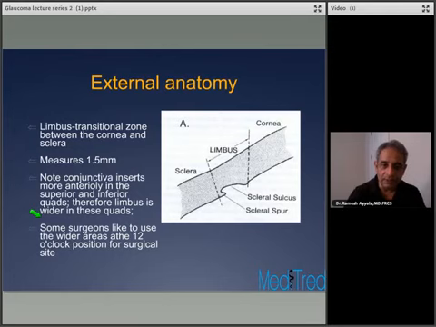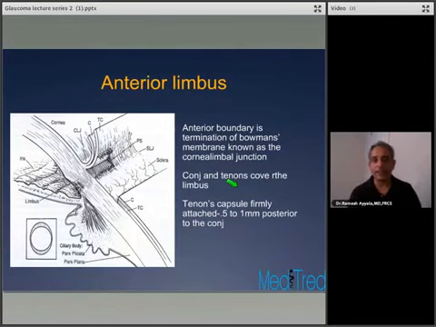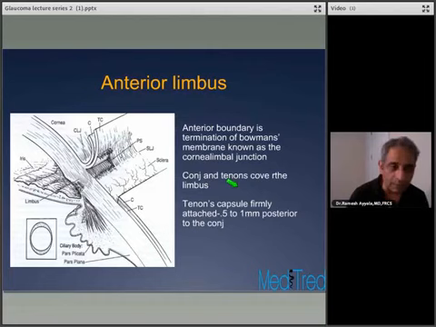So here is the sclera, here is the cornea, the junction between the two is the limbus. The importance of the limbus is to know that the scleral spur, the scleral sulcus with the trabecular meshwork and the Schlemm's canal are located right underneath there. So there is an anterior limbus and a posterior limbus. The anterior boundary is the termination of the Bowman's membrane, and it's called the corneal limbal junction.